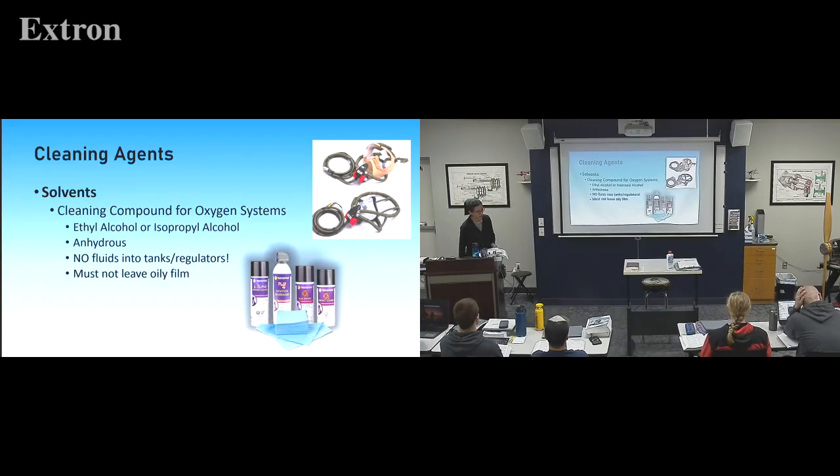Anyone know what happens with oil and oxygen in high concentrations? It will explode. It will combust. Also, not dry at all. And yeah, we'll go into that in much more detail in other classes. But just know you need special cleaning compounds for oxygen systems. Any questions on solvents? And basically what does a solvent do? Dissolve. Very good. Solvents dissolve.